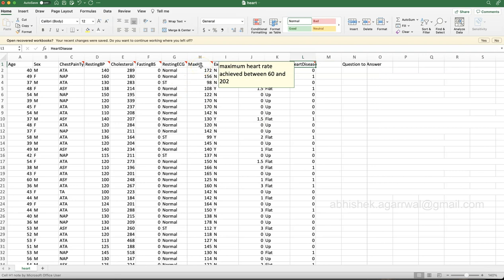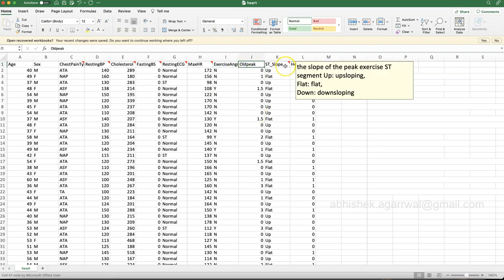This is heart rate, maximum heart rate achieved between 60 and 202. And then you have the exercise angina and old peak and the ST underscore slope. The slope of the peak exercise ST segment: up is upsloping, flat is flat, down is downsloping.